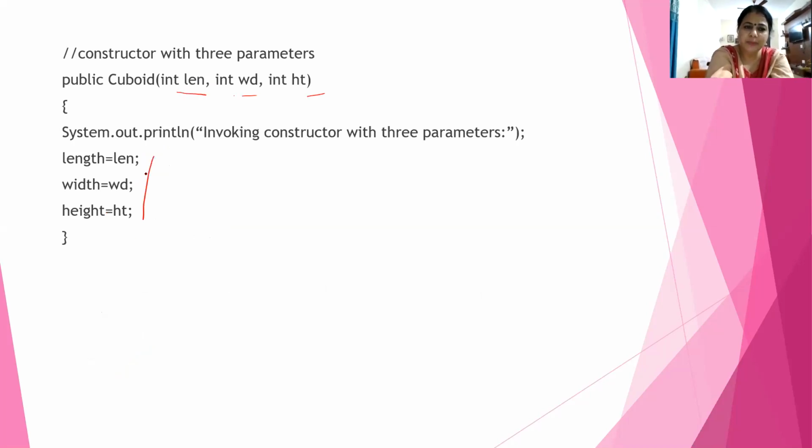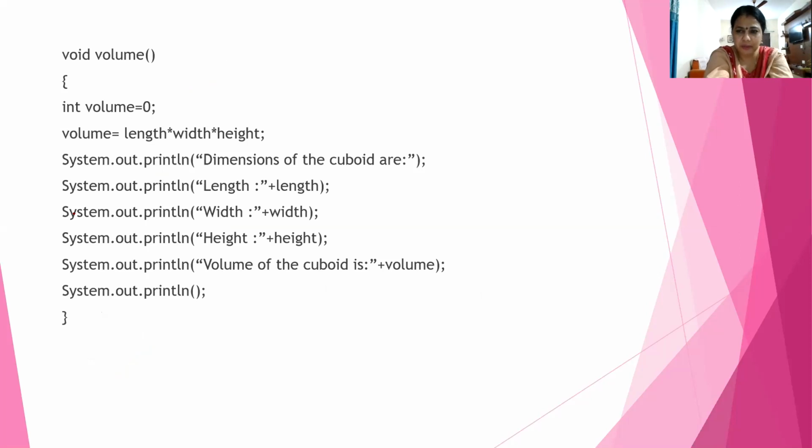So all of these will come from the arguments, and they will be transferred to the length, width and height. Now look at another normal method we have written, this is the void volume method. What is the job of the volume method? It finds the volume from the length, width and height. According to the arguments, it calculates the volume from the length, width and height, and the volume has to be displayed by the volume method.